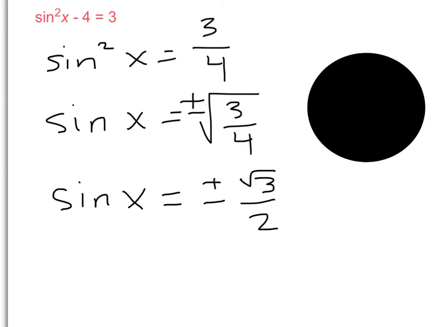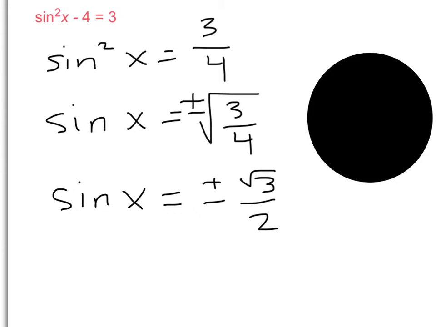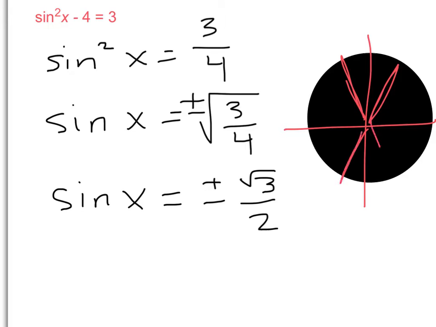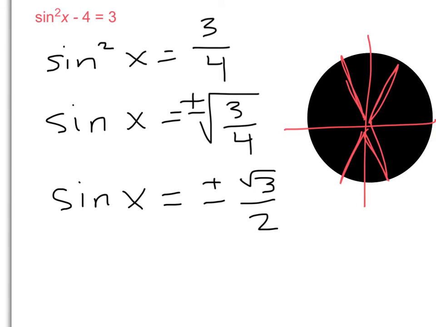Either positive or negative. And so I'll grab my unit circle and I'll figure that out. And root 3 over 2, remember, is the long leg in our 30, 60, 90. Sine is the y. So we're looking at that angle, that angle, that angle, and that angle. So the answer to this equation actually has four answers.